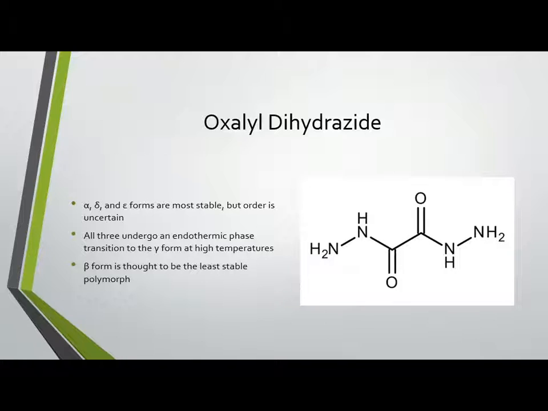All 3 of those undergo an endothermic phase transition to the delta form, to the gamma form at high temperature. Greek. It's Greek to me. Yeah, it is Greek, huh? All right. So they know that one obviously is also not stable. And then the beta form is thought to be the least stable polymorph just because of its structure.